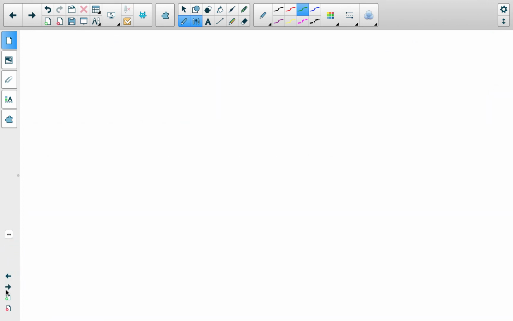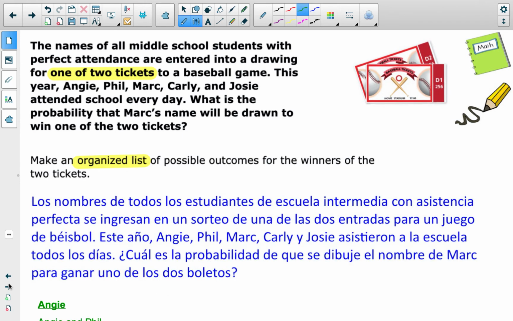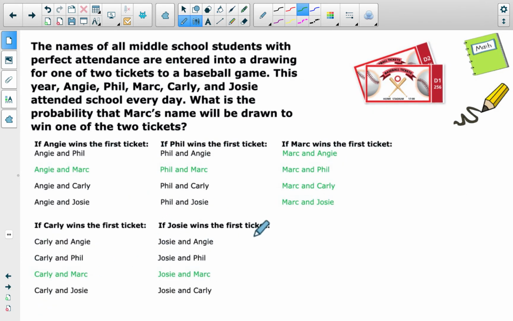Now, instead of me creating an ugly organized list and being kind of disorganized, we have this, and me trying to write it out, we have this here. I got you started on this one. What you see highlighted in green is anywhere Mark's name appears, because we want the probability that Mark's name can be drawn to win one of the 2 tickets.